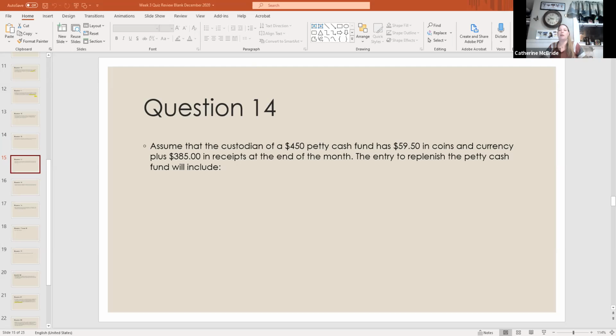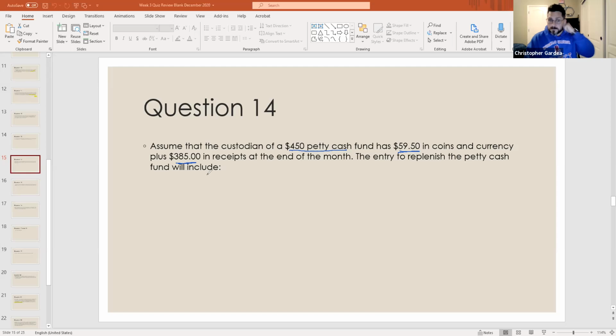Okay, so this is petty cash, and I have a video on petty cash. So petty cash is interesting because you debit the petty cash account and credit cash when you set it up. But after you set it up, you never touch the petty cash account again. Everything is cash. So what you would do is, like here we have this company keeps a $450 petty cash fund. And right now it has $59.50 in coins and currency, plus $385 in receipts.